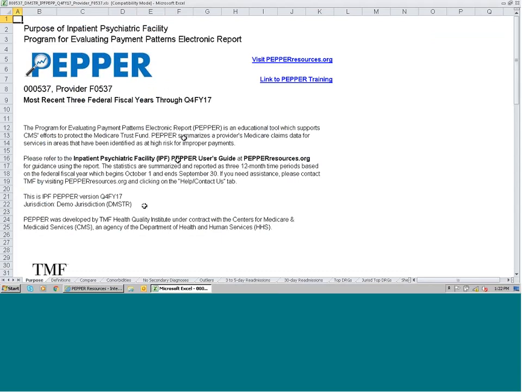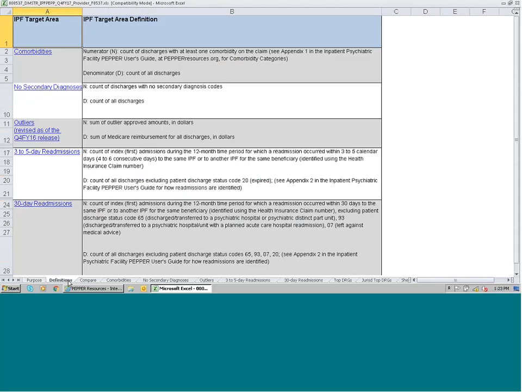You would see your jurisdiction comparison group here. The jurisdiction comparison group is basically comprised of all of the other IPFs that submit their claims to the same MAC, or Medicare Administrative Contractor, as you do for Medicare reimbursement. Now the PEPPER is a Microsoft Excel workbook. You'll navigate by clicking on the worksheet tabs that are along the bottom of the screen. We do include in the PEPPER a definitions worksheet where you can find the complete numerator and denominator definitions for each of the target areas.